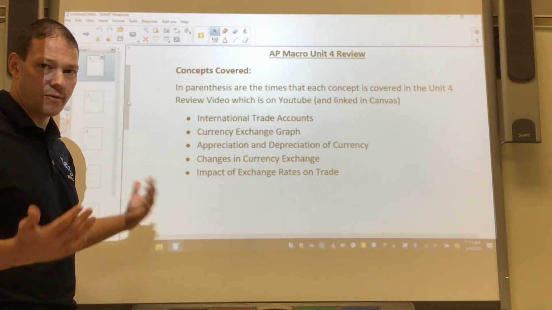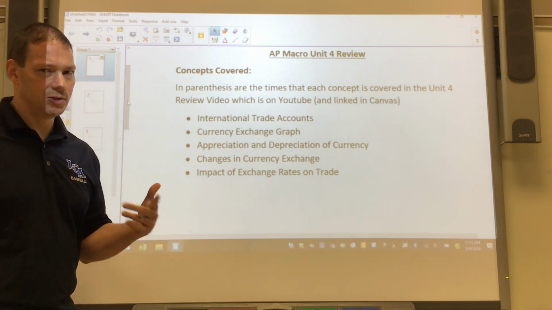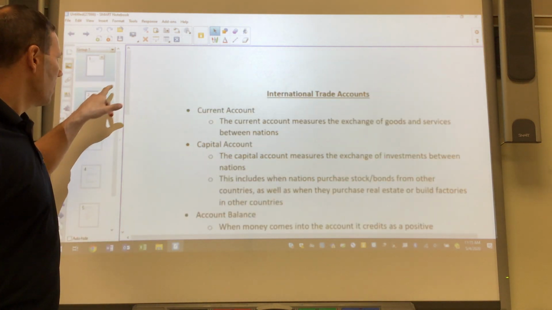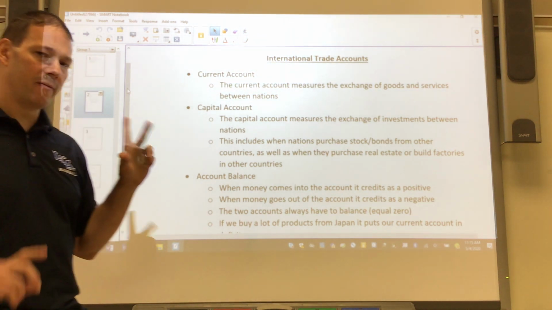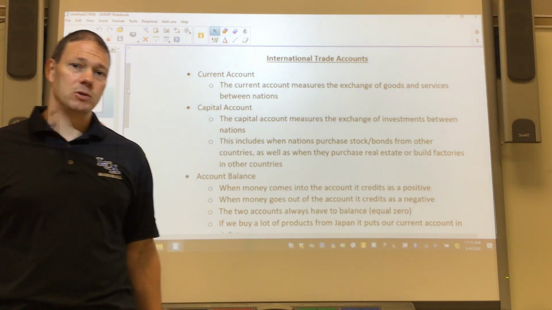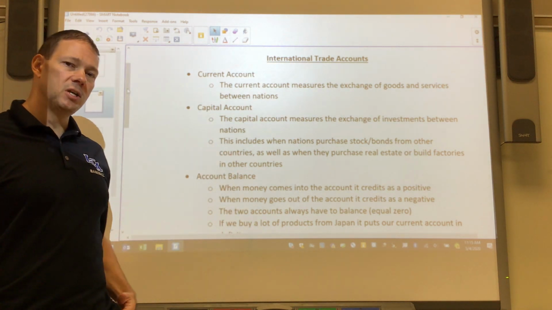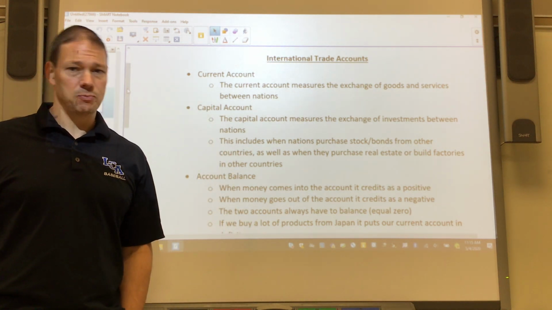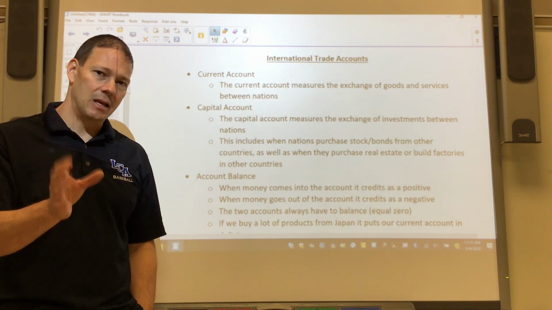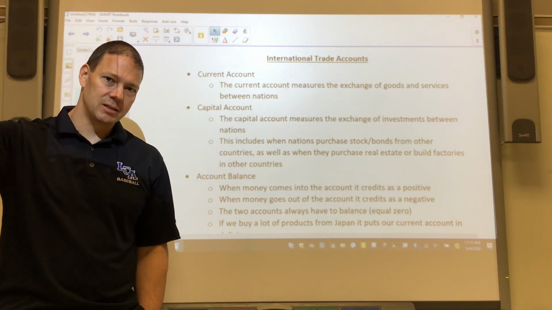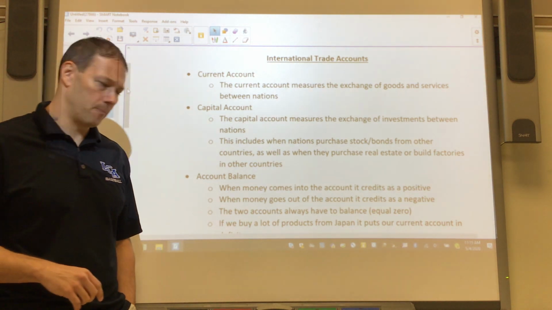That's pretty easy stuff, current and capital account. And then most of the rest of it is currency exchange. That can get a little bit tricky. So let's start with the easy stuff, though, our international trade accounts. Whenever a transaction takes place between two nations, it goes in one of two accounts. The current account measures the exchange of goods and services between nations. So I always think if something was made in one country and then sent to another country or sold to another country, that would go in the current account.